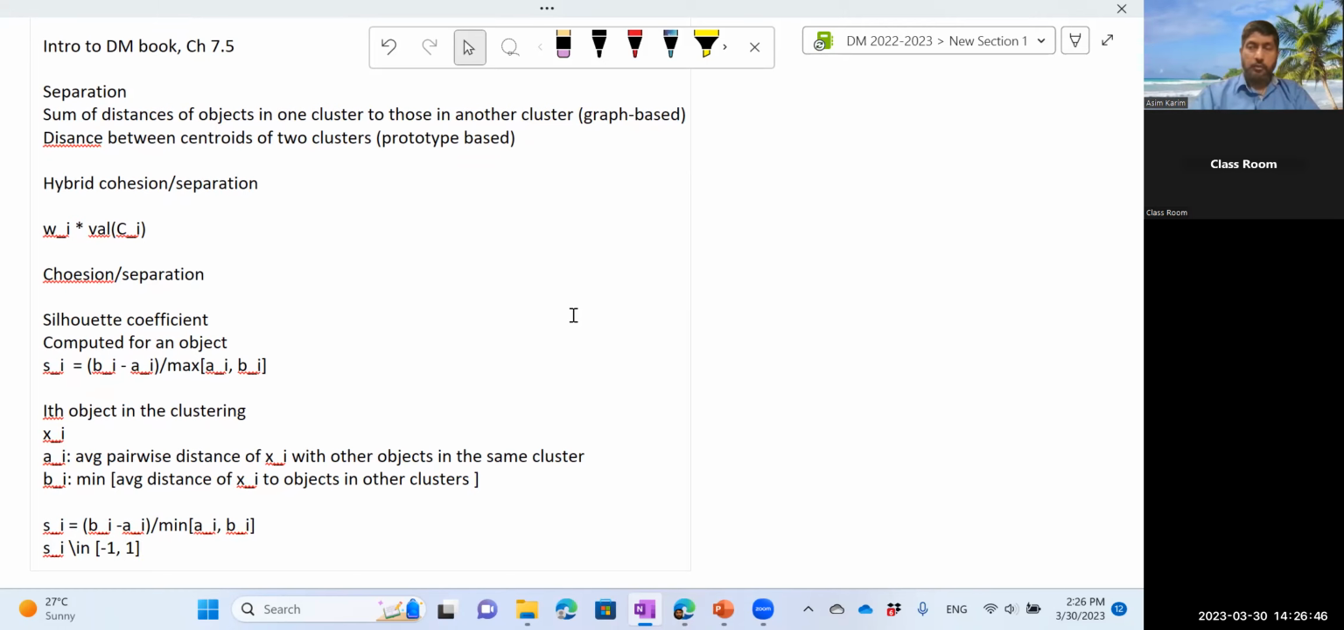ठीक है. Of course, as I said, minus values means that the object is not clustered properly. ठीक है. Positive values, it means that object is clustered properly, and of course higher positive values means that the object is quite properly clustered. ठीक है?